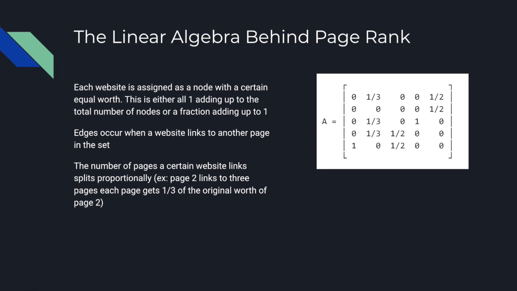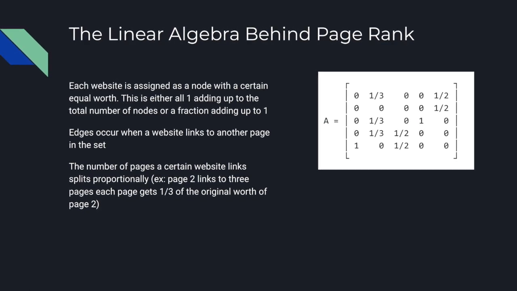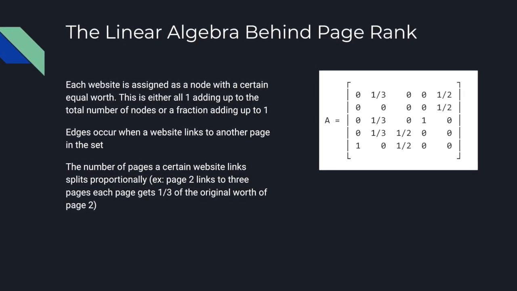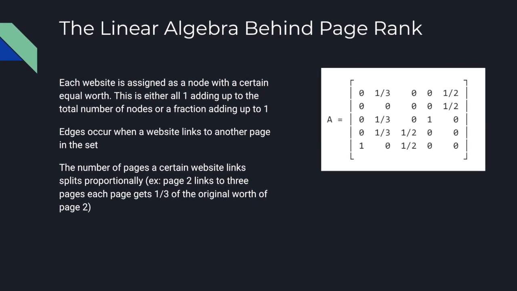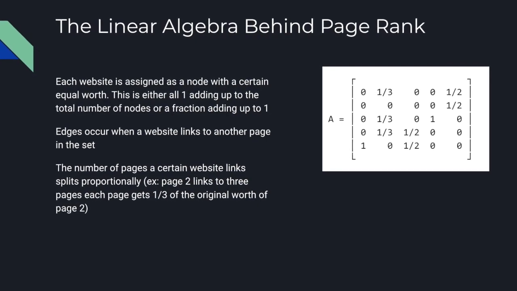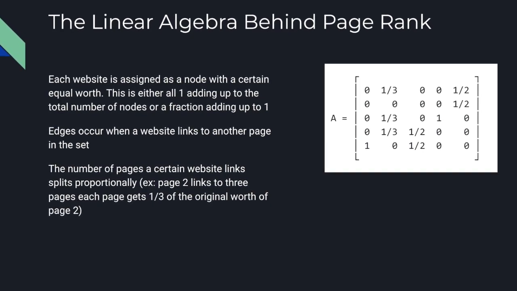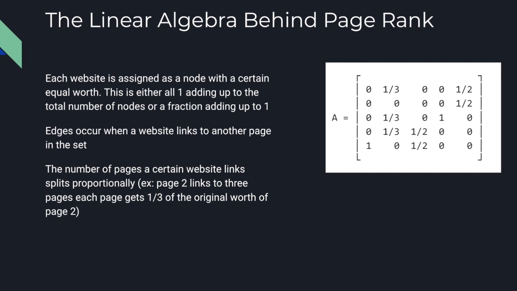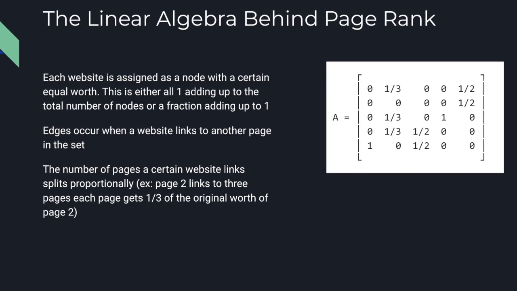So the way PageRank works is that every web page on the internet is a node in a network of all the other web pages, and they're all connected by links, but not every node connects to every other node. So we make an incidence matrix that shows the connections that each web page has with another web page.